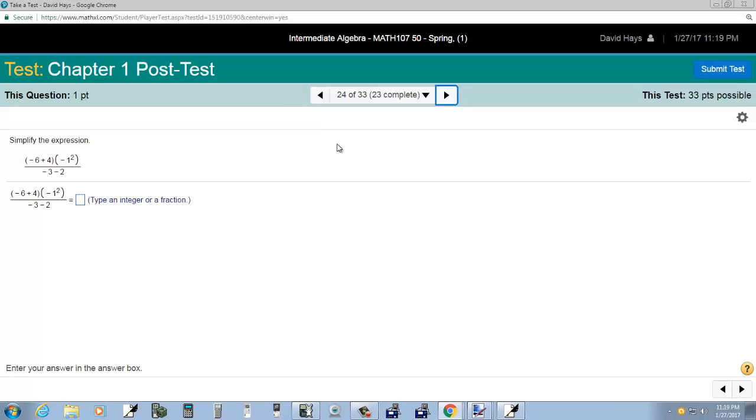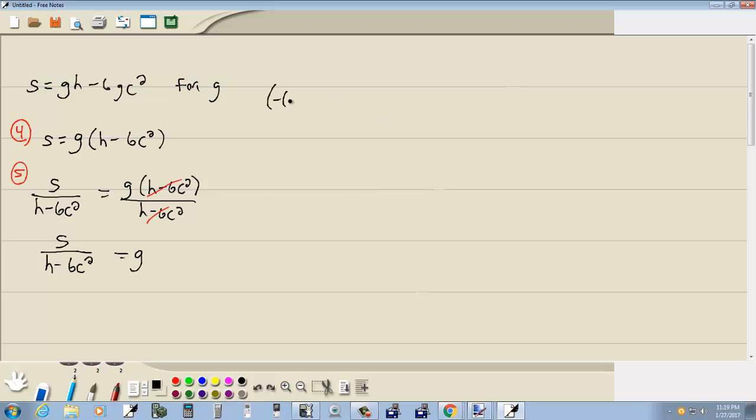Okay, simplify the expression. We got negative 6 plus 4 times negative 1 squared over negative 3 minus 2. Whenever you're talking about order of operations and you got a fraction, you do the top part separately, do the bottom part separately, and then handle the fraction. So up on top, please, do what's inside the parentheses. We got negative 6 plus 4. So that's going to give us negative 2. On the bottom, there's only one step, addition and subtraction. Negative 3 minus 2 is negative 5.